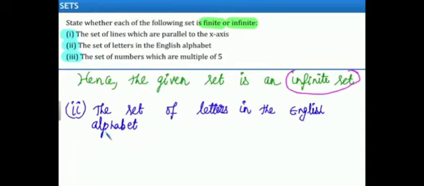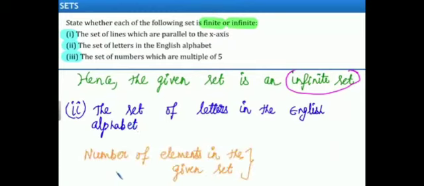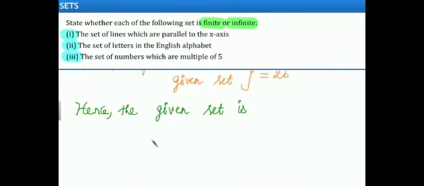Now second, the set of letters in the English alphabet. So we all know there are 26 letters in the English alphabet. So the number of elements in the given set is finite, countable. The number of elements in the given set is 26, it is countable, hence the given set is a finite set.